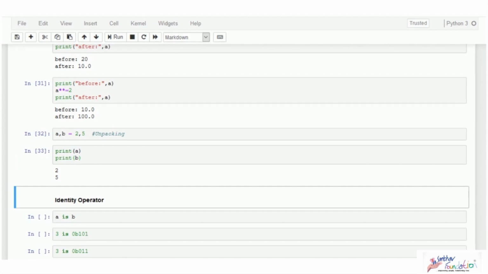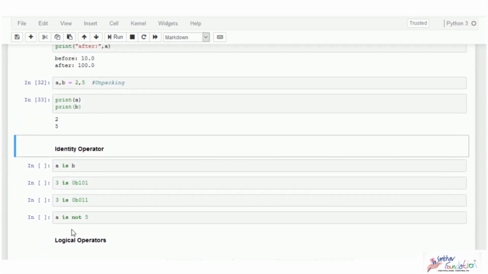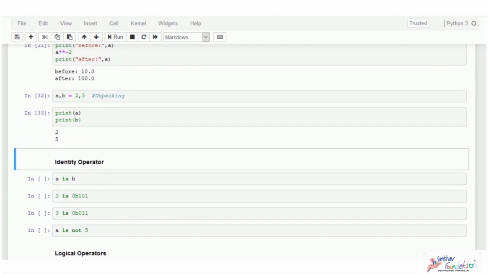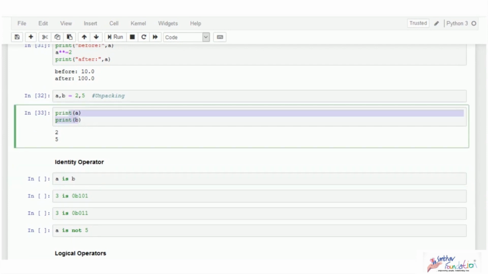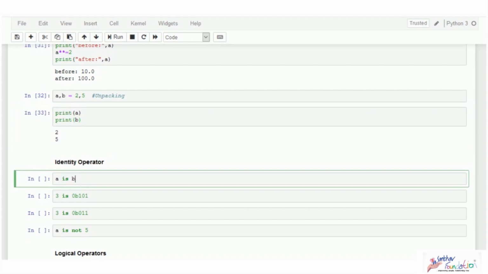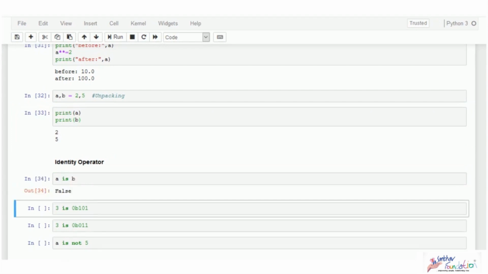The identity operators consist of is and is not. They are similar to your comparison equal to. They check if an object is the same as another. So a is b. Now at this point we change the values of a and b from the previous step. So a is 2 and b is 5. So a is b, 2 is 5, which is false, right? So we get the output as false.